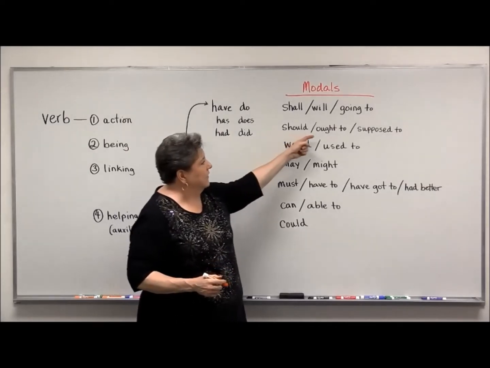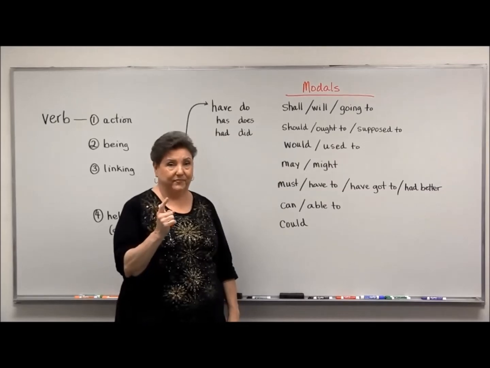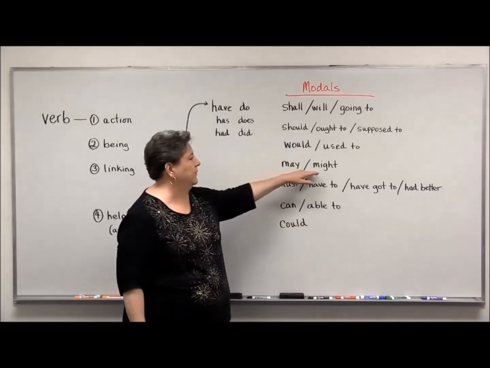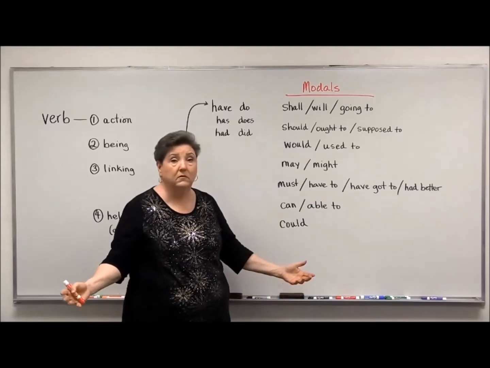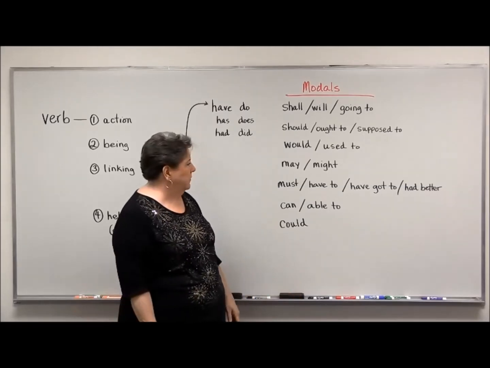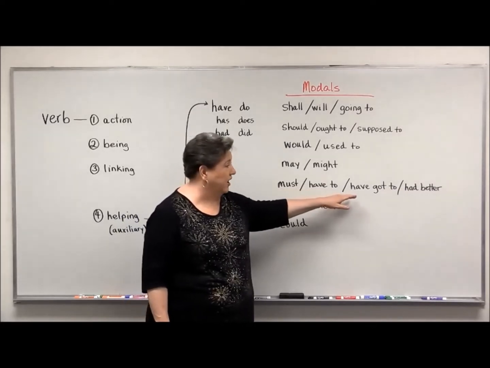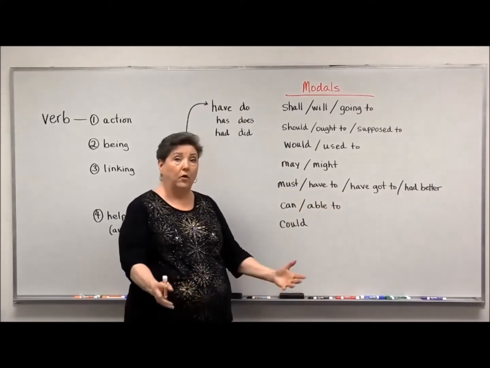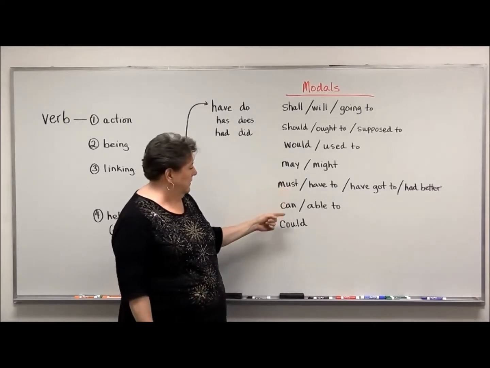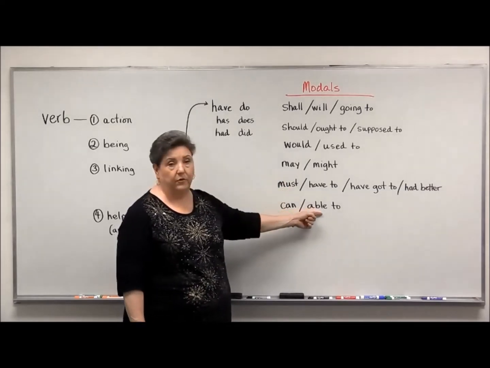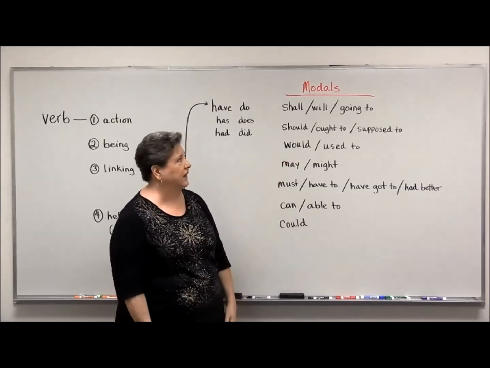When I put them together, it means they share the same meaning. Like may and might. We use both of those modals to mean maybe. And we use must, have to, have got to, and had better. They all mean must. Then we have can, and that means able to, same meaning. So that's why they're listed together like this.